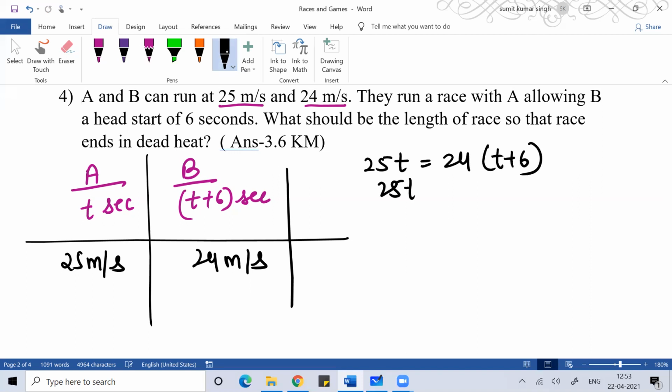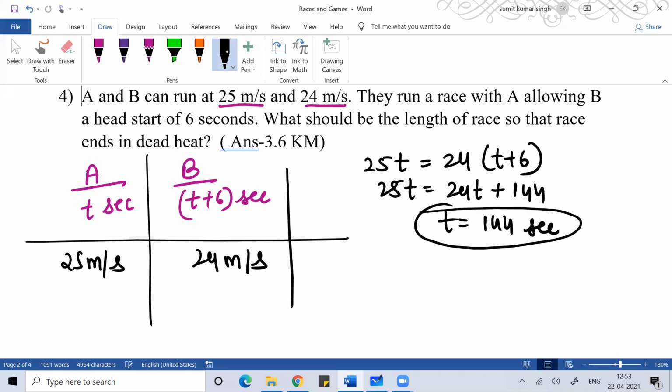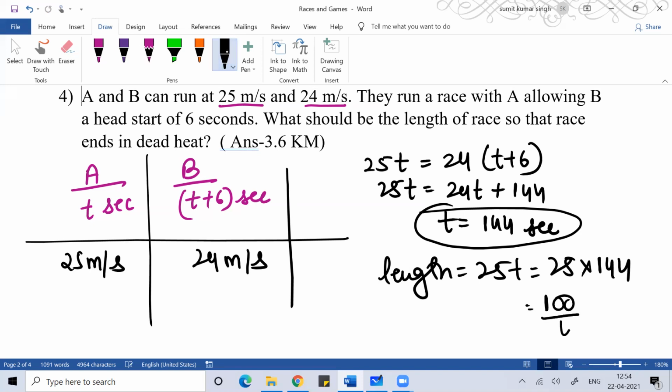I can say 25t is equal to 24t plus 144, so t is equal to 144 seconds. So what is the length of the race? The length of the race is 25t, or 25 into 144. I can write 25 as 100 by 4 into 144, so this will give me 3600.